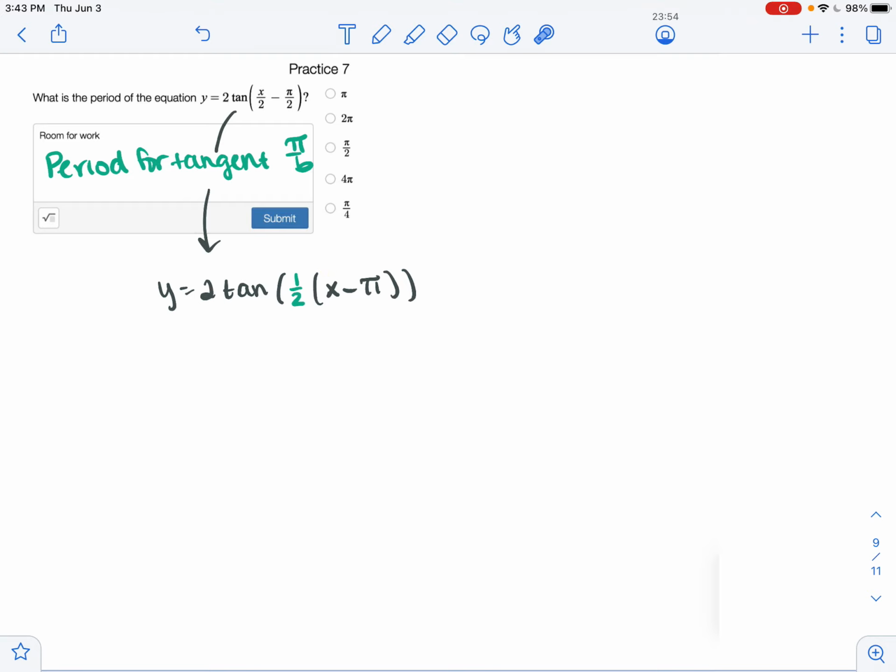Check yourself if you want to. 1/2 times x gives you x minus 2. 1/2 times negative pi gives you negative pi over 2. So to find our period, for this tangent value, we take pi and divide it by 1/2. Remind ourselves that this is just pi times 2 over 1, or 2 pi.